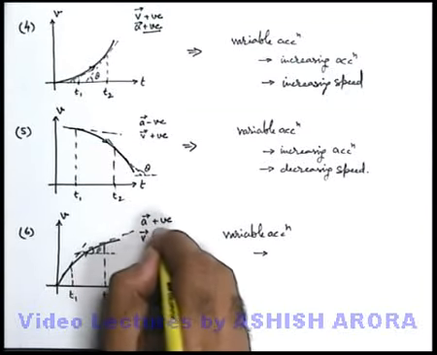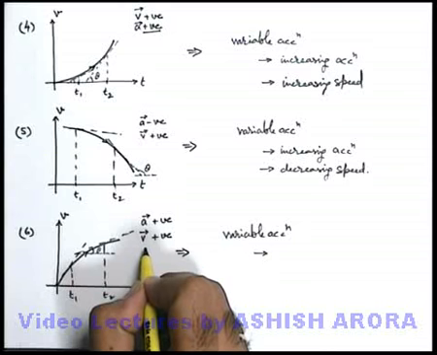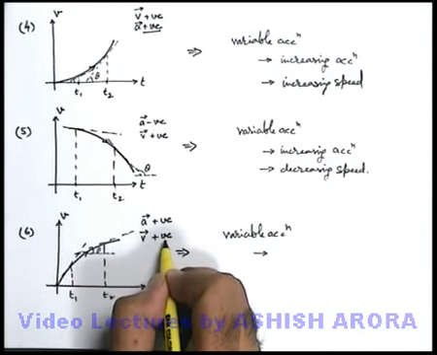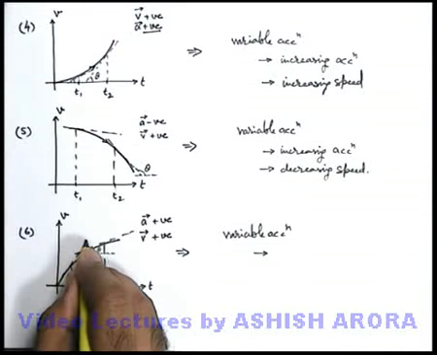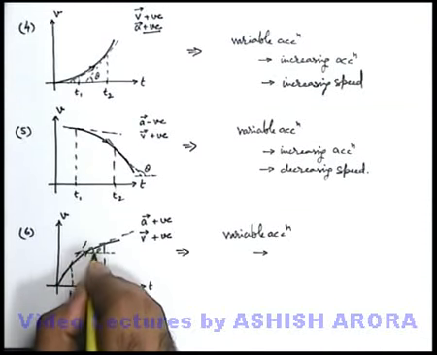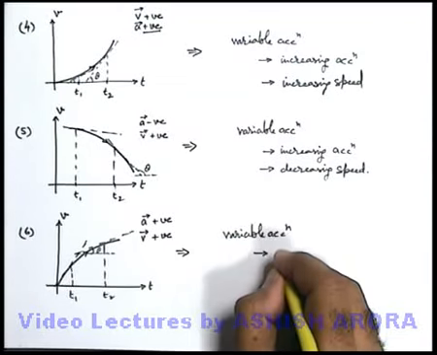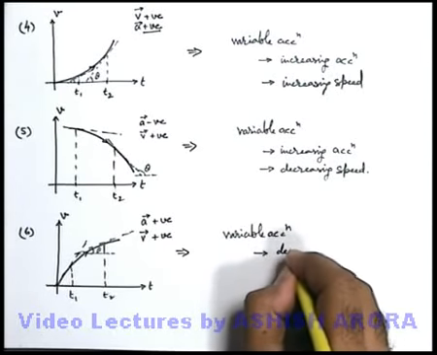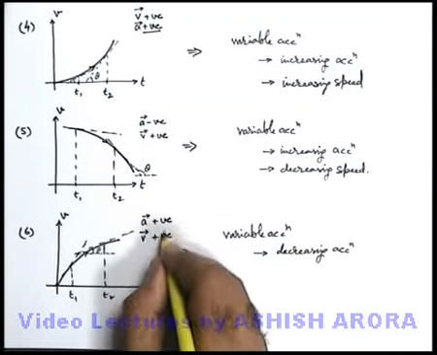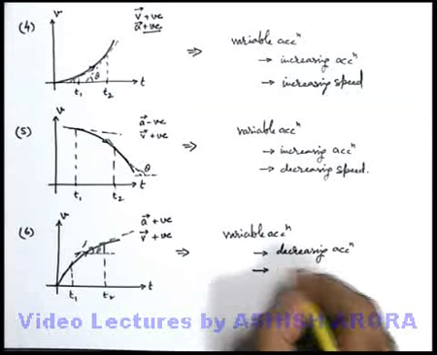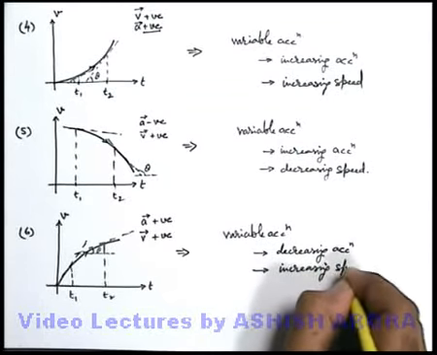Here velocity is also positive. So in this situation we can state speed is increasing because both are in the same direction, but we can see that the slope steepness is decreasing, or the angle made by the tangent with the time axis is decreasing. This case belongs to the category of decreasing acceleration. But as acceleration is in the same direction as velocity, here speed will increase. So this is the case of increasing speed.